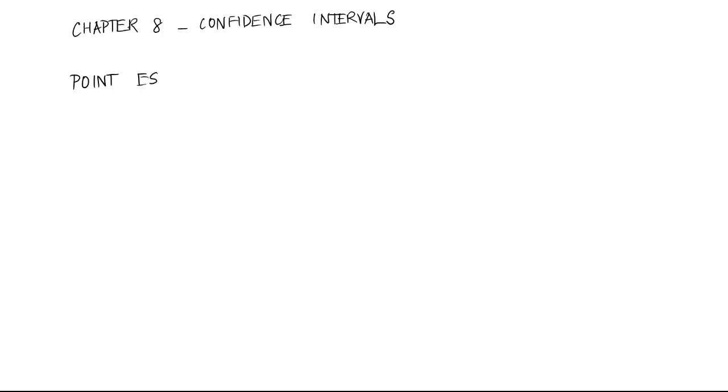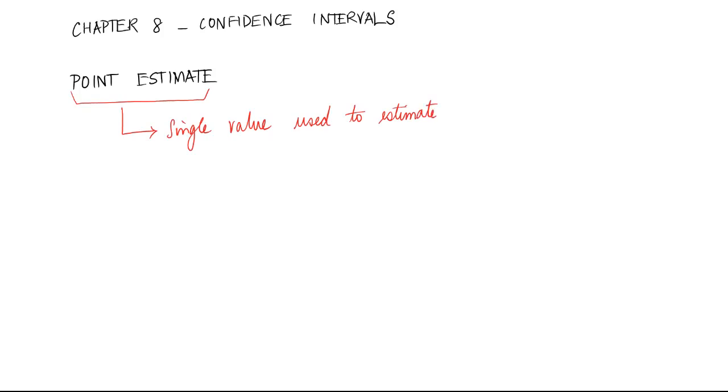Point estimate. Point means a single value, right? A single spot. So point estimate is a single value that is used to estimate a population parameter.